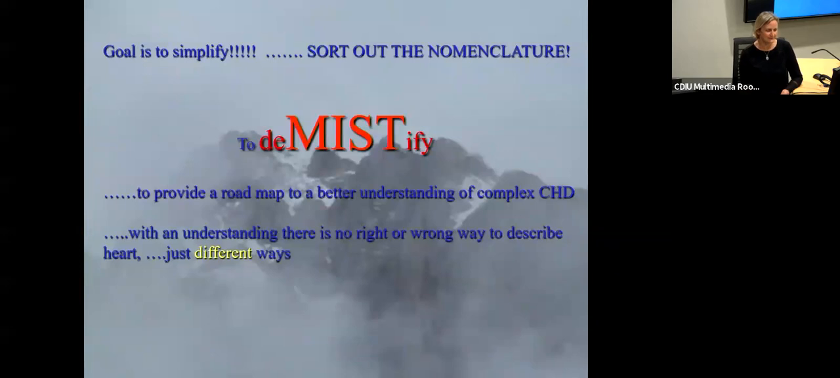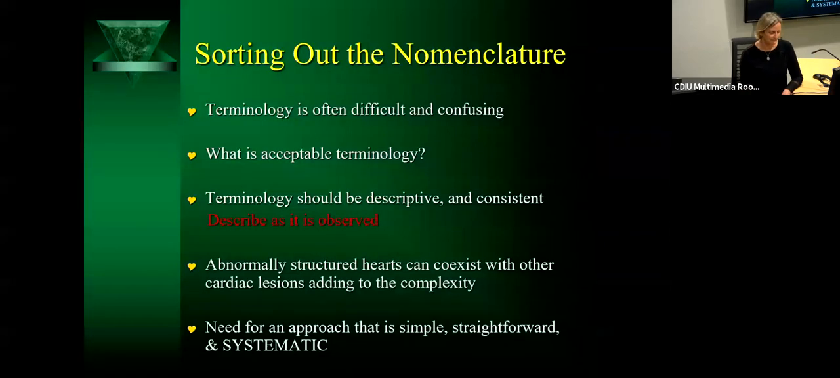So the goal is to simplify, sort out the nomenclature, to demystify, to provide a roadmap to a better understanding of complex congenital heart disease, with an understanding that there's no right or wrong way to describe a heart, there's just different ways. And really, the goal is to keep the language simple and straightforward. So the terminology can be difficult and can be confusing.